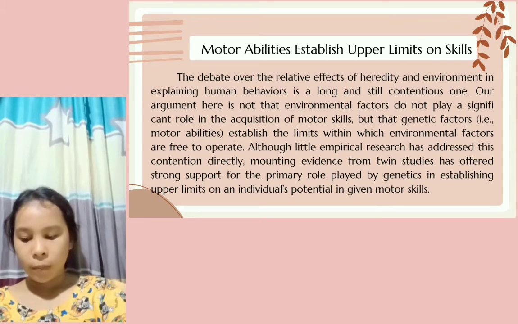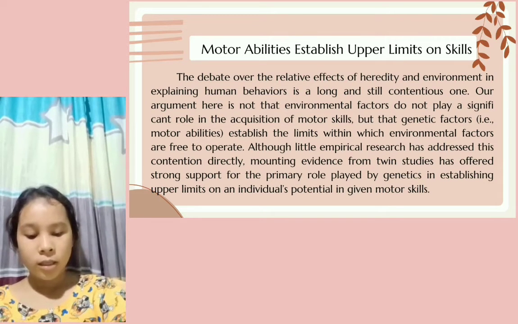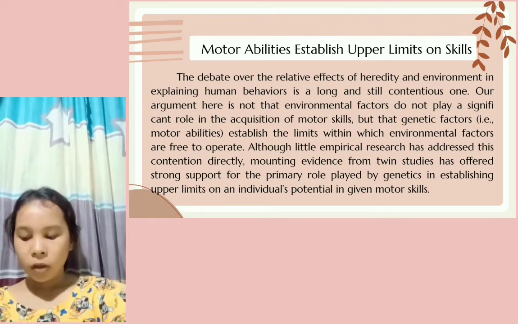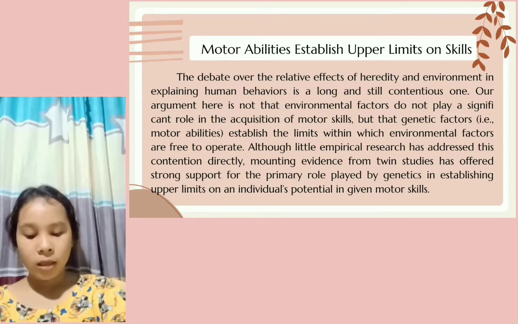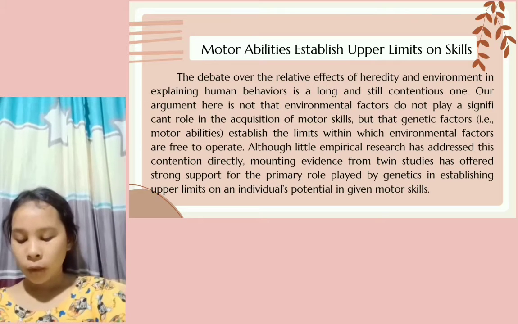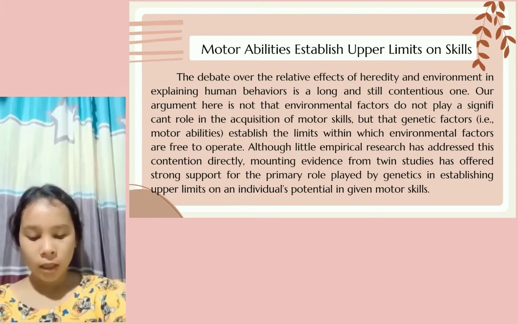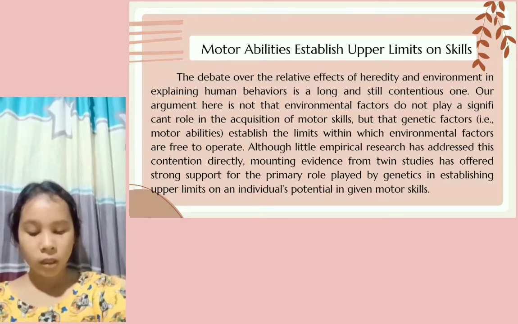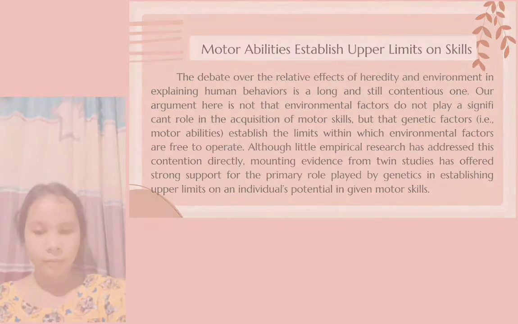Although little empirical research has addressed this contention directly, mounting evidence from twin studies has offered strong support for the primary role played by genetics in establishing the upper limit on an individual's potential in gaining motor skills.